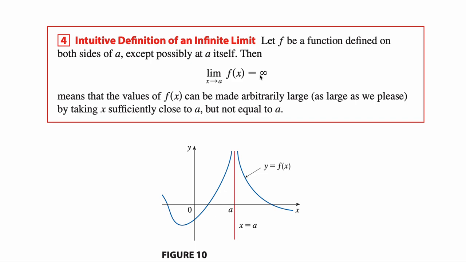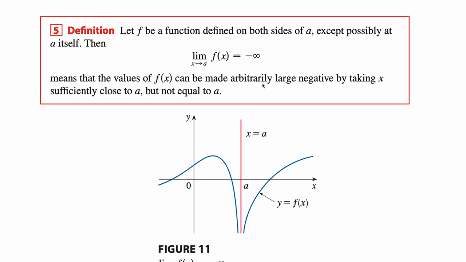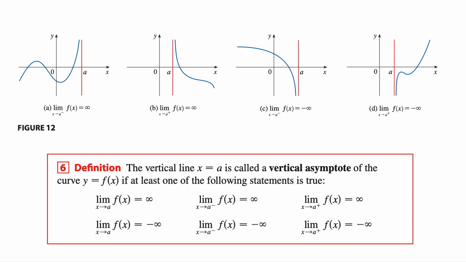So again, does not exist is a valid answer, but sometimes we want to explain how it does not exist. In this case, the limit is approaching infinity. And this is the case where the limit approaches negative infinity. And these are called vertical asymptotes. And so these are different ways of getting vertical asymptotes.